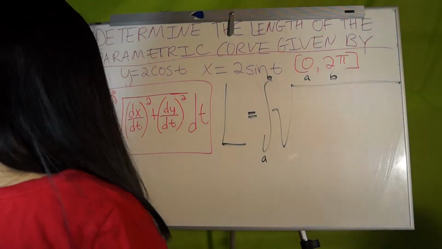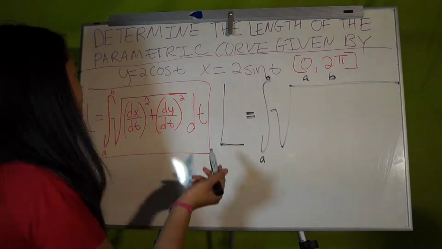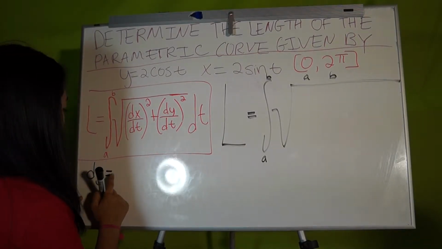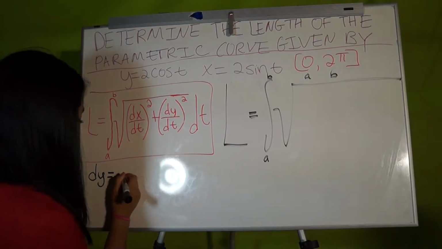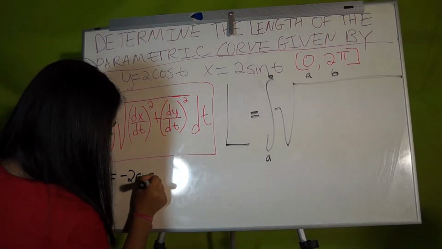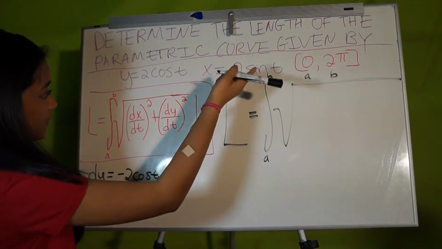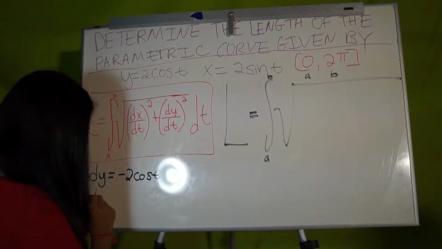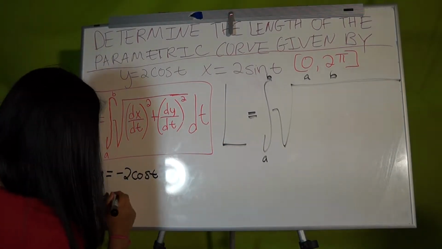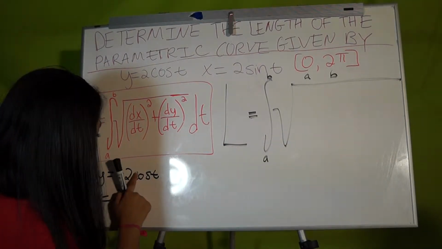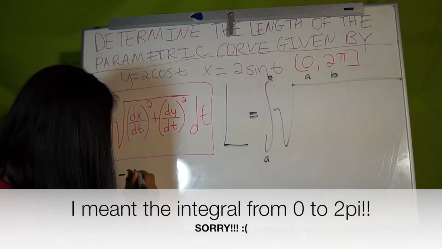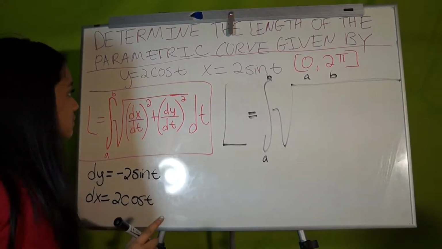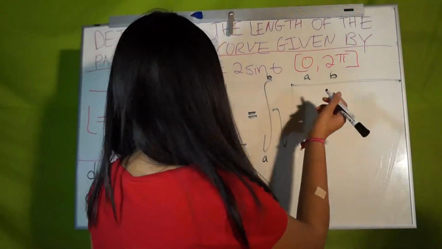So remember that dy, the derivative of y equals 2 cosine t, is just negative 2 sine t. The derivative of x equals 2 sine t is just 2 cosine t. I am going crazy. 2 sine t and 2 cosine t. Okay, got that. And then now just square them.